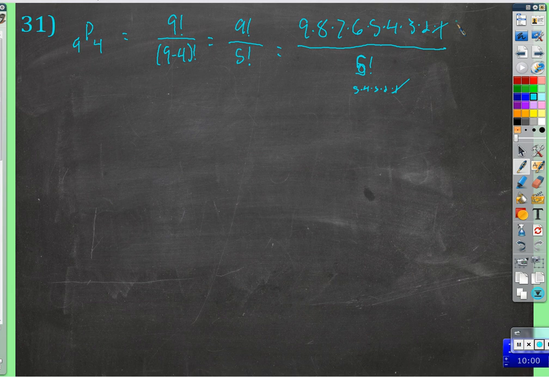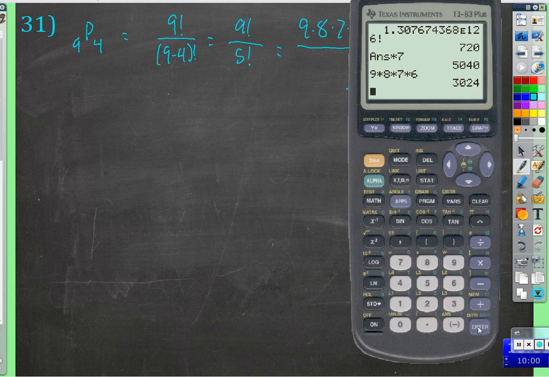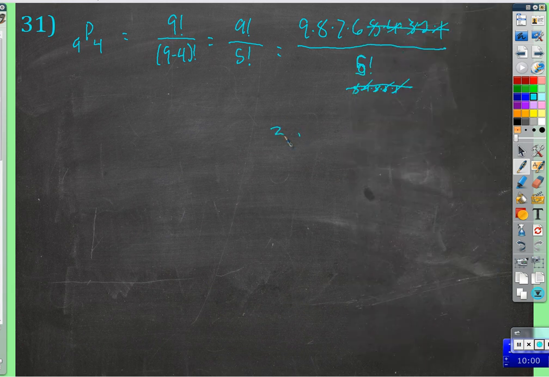Well, that 1 will cancel that one. That's silly. But then 2 will cancel 2, 3 cancels 3, 4 cancels 4, 5 cancels 5. So really what we have is 5 factorial here, 5 factorial down here. They cancel each other out. And then we're just left with 9 times 8 times 7 times 6. And honestly, I'm going to make you sit here while I try and figure that out. So 9 times 8 times 7 times 6 is 3,024. Okay.